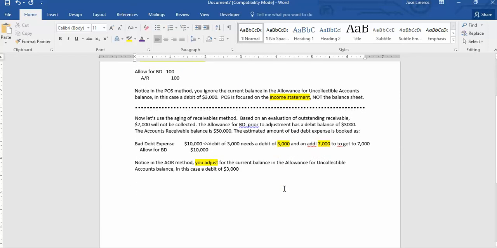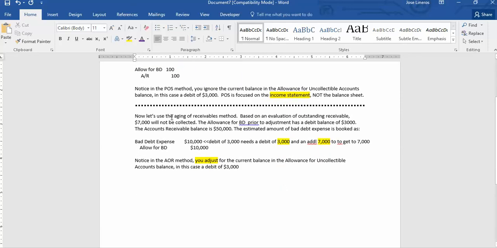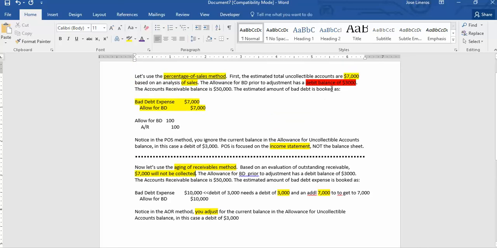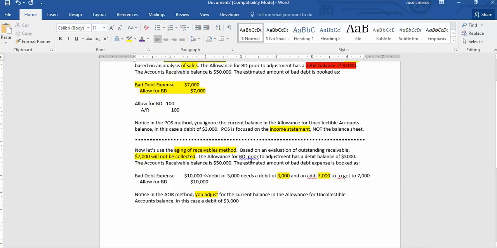All right, so let's come down here. Let's use the aging now, aging of receivables. Aging of receivables means that we're looking at outstanding receivables, and we come to the conclusion $7,000 will not be collected. Notice the amount's identical to here. I'm doing this so you can see the difference when I highlight it. The difference is that when you're using the aging of receivables method, you have to factor in the existing balance that's there.